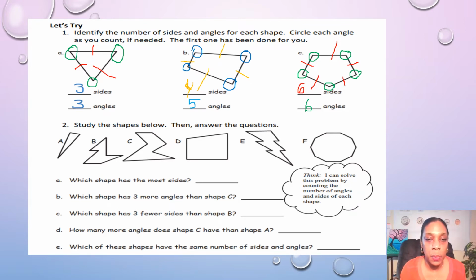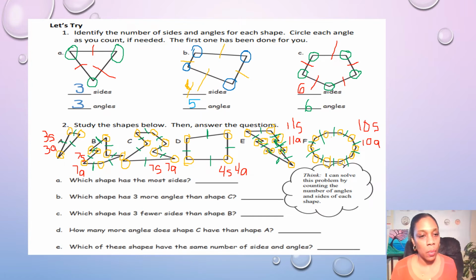It says study the shapes below, then answer the following questions. So I think it's probably best for me to mark them. Remember, we're going to circle the angles and we're going to put a line or a mark through the sides. Okay, so look at what I have done. What I decided to do is mark my angles and my sides. Remember, I mark my angles by making a circle. I mark my sides by putting a tick mark.